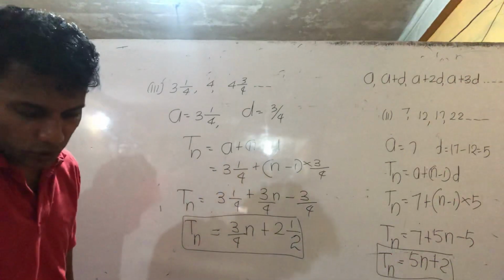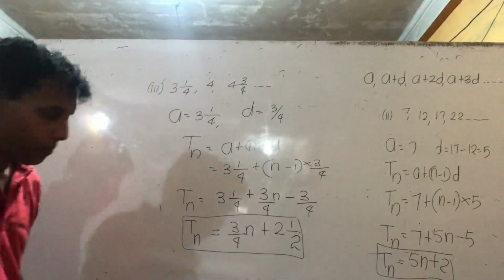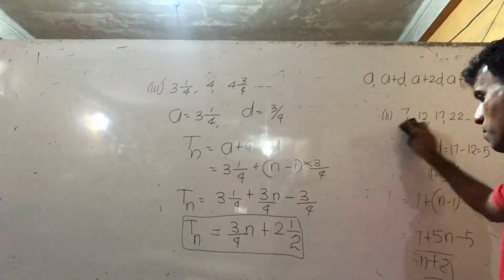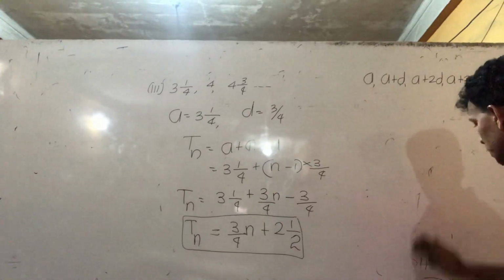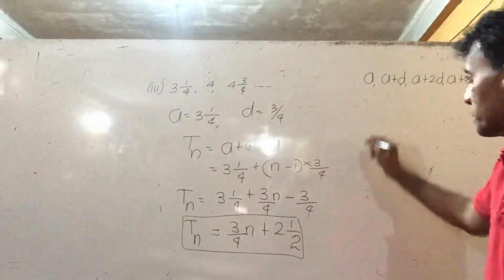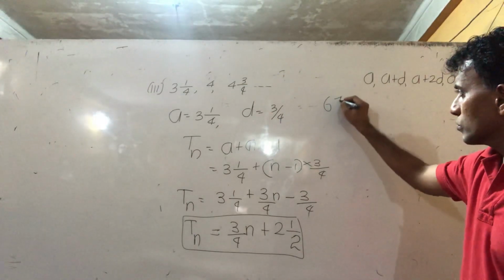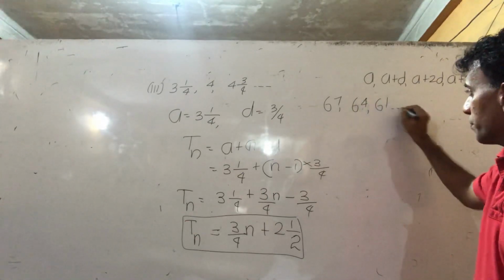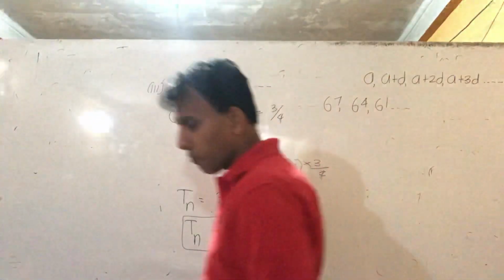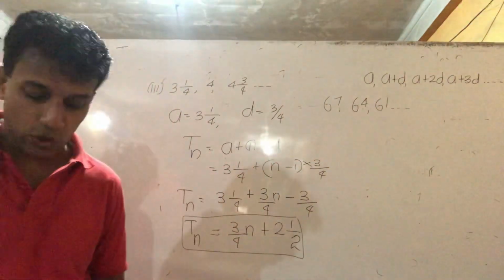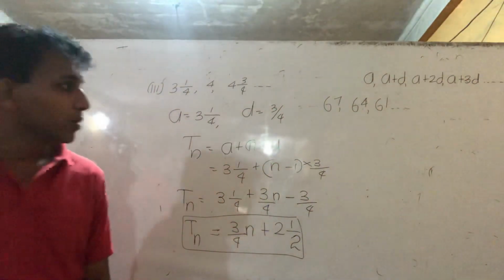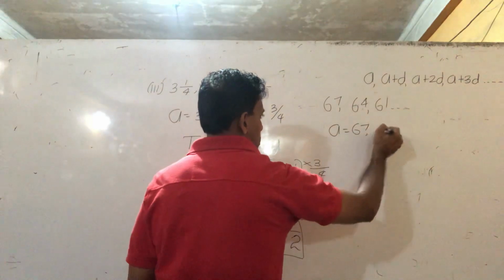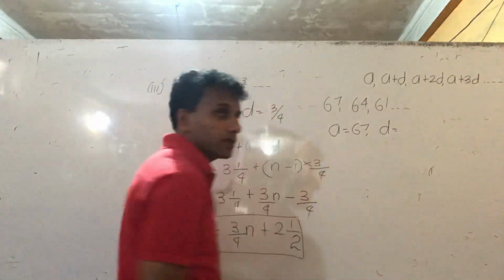Okay, that's right. See next question. Next question, the last of these. Try on 67, comma 64, comma 61. Find the nth term of this arithmetic series or arithmetic progression. Write the first term, 67. Write the common difference.